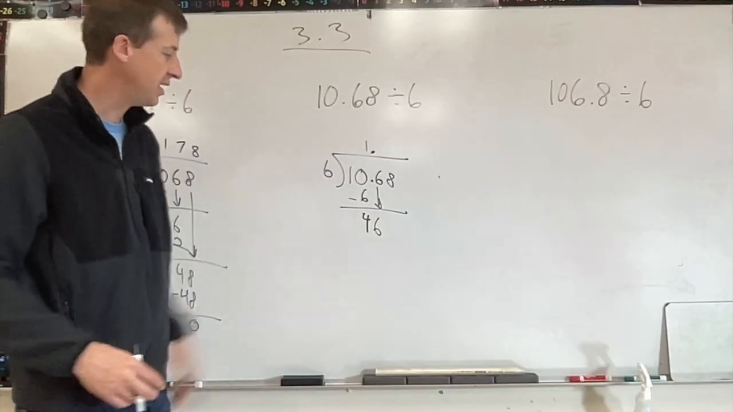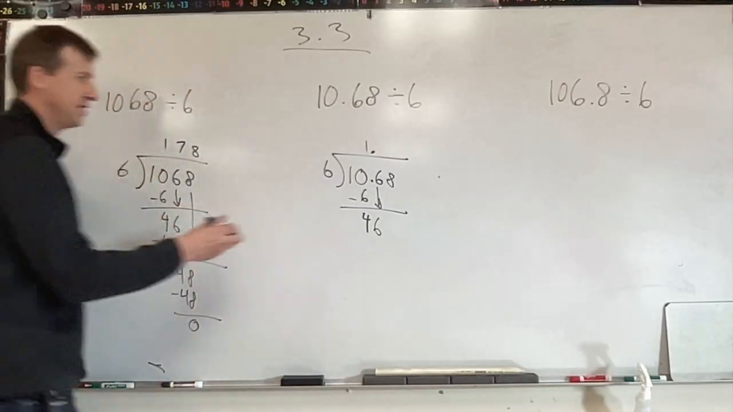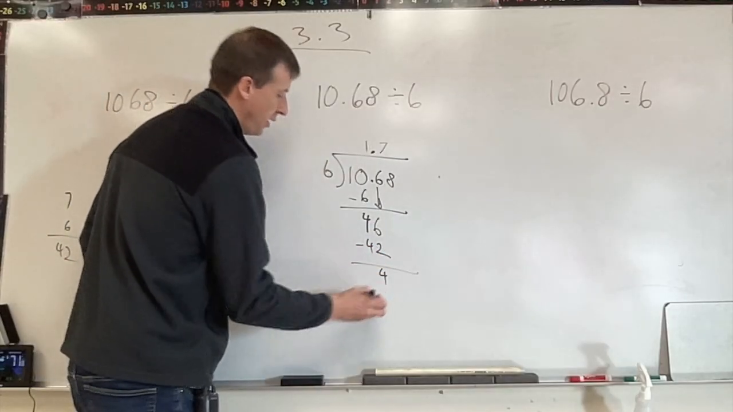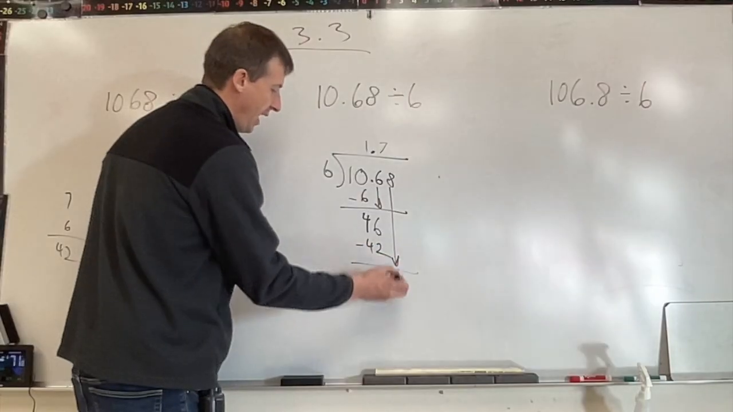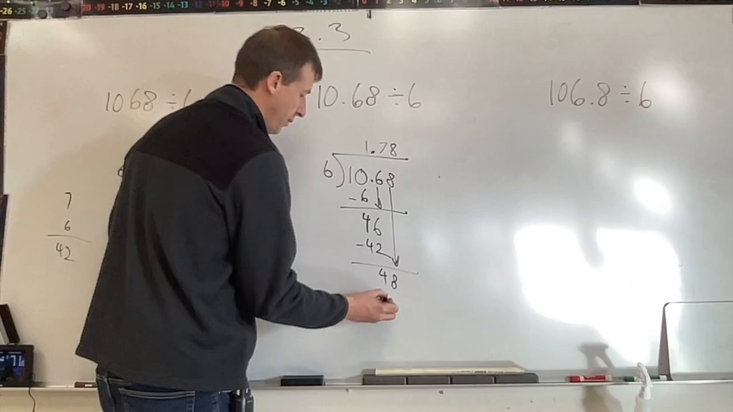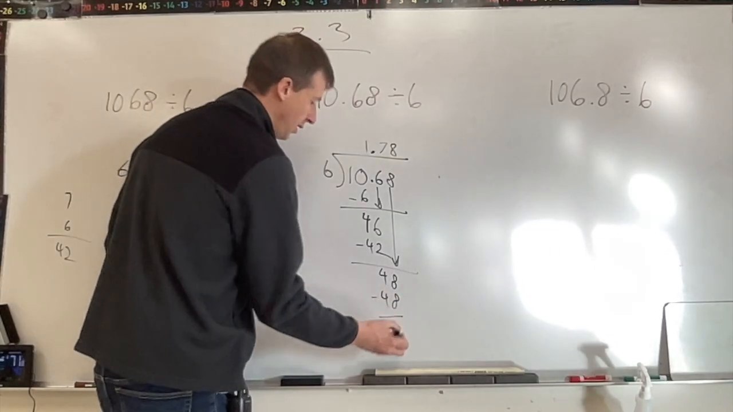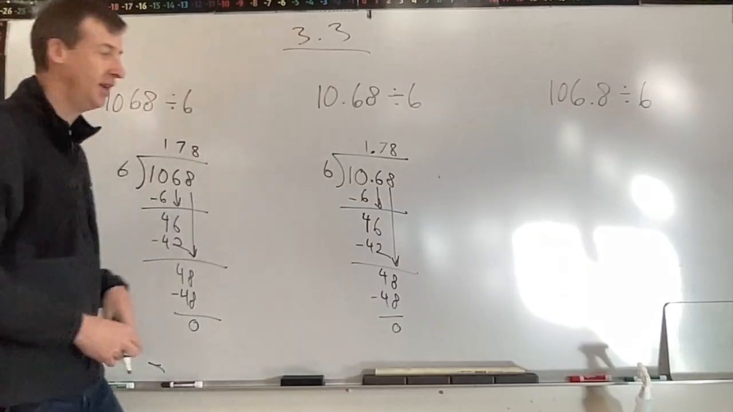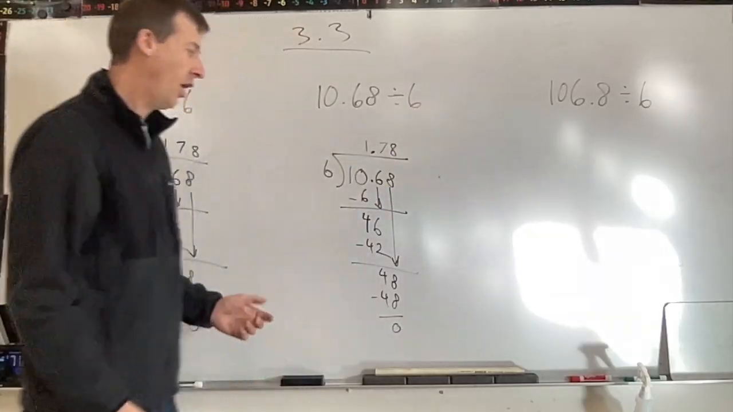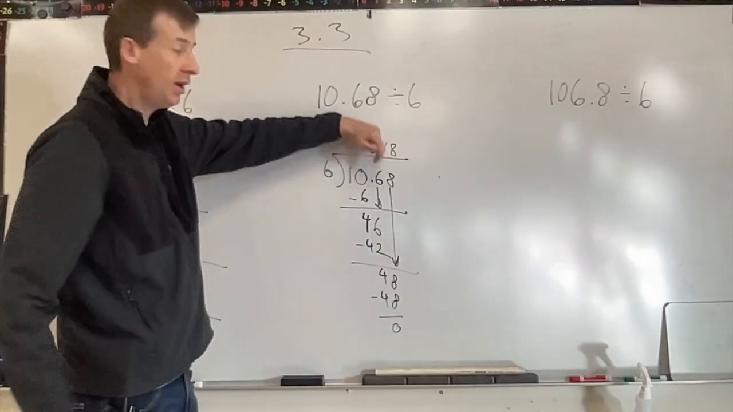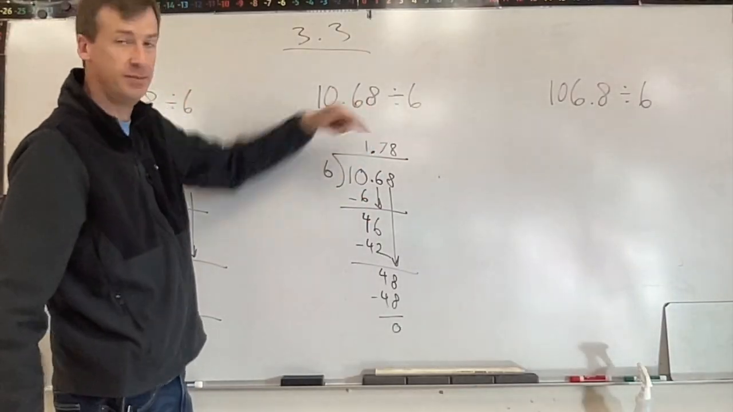6 goes into 46 how many times? Over here we said 7 times, which is minus 42, which gives me a 4. I've got to bring down the 8. 6 goes into 48 8 times. Minus 48 is 0. So my answer is 1.78. Over here I had 178. Now I've got 1.78. All I did was do the division. Down here I'm basically ignoring the decimal point, and then I'm bringing the decimal point up for this one.